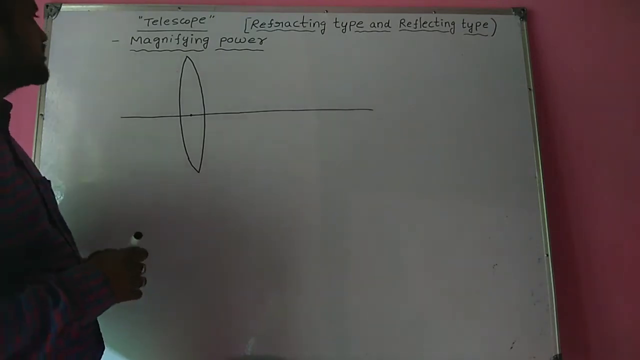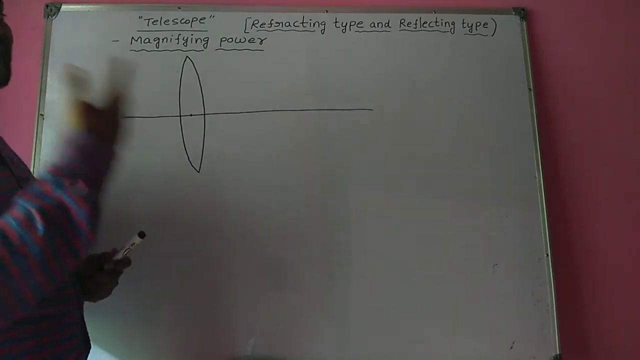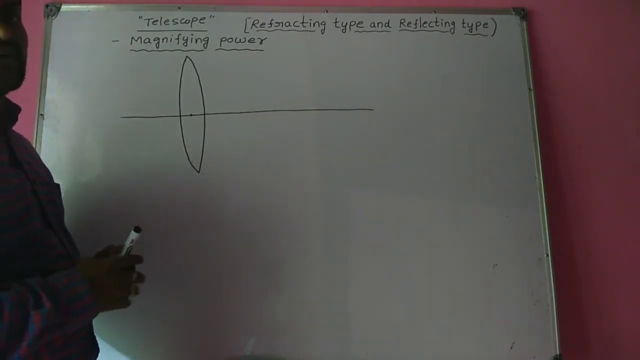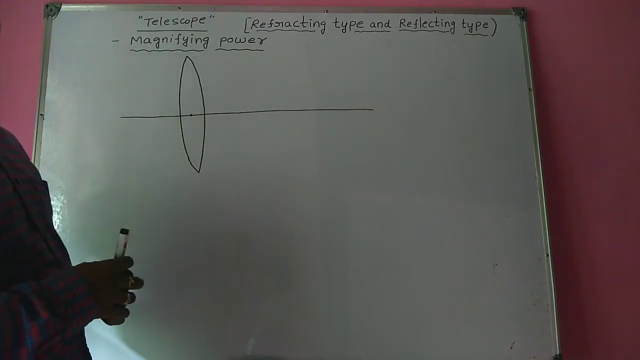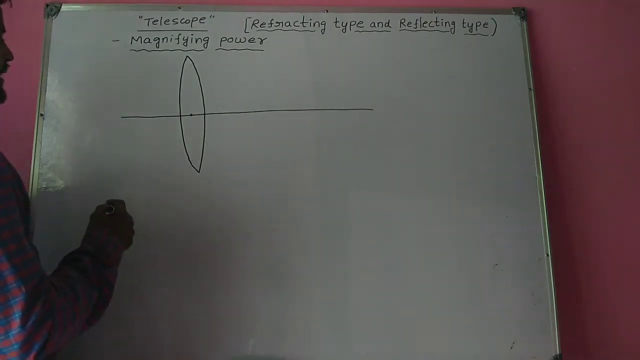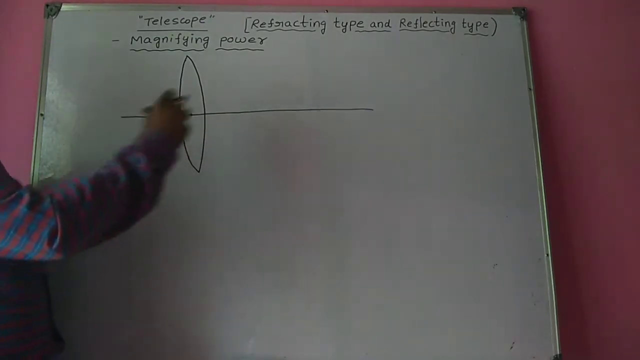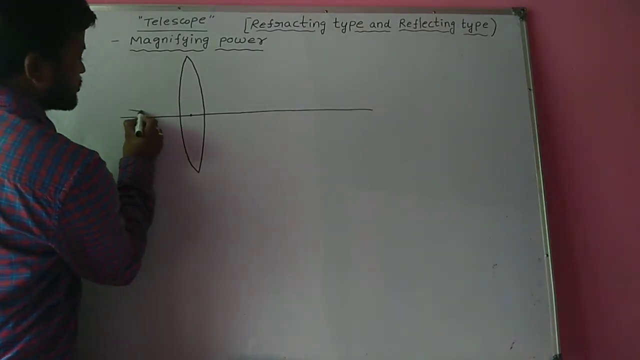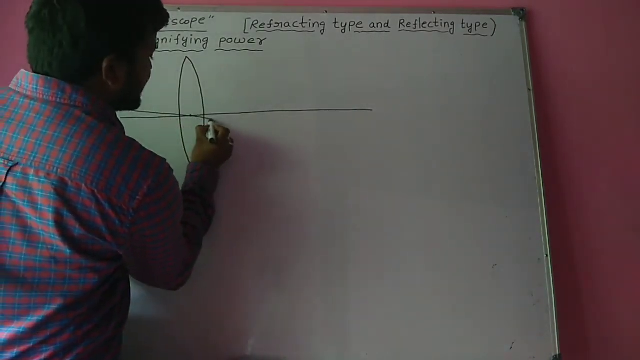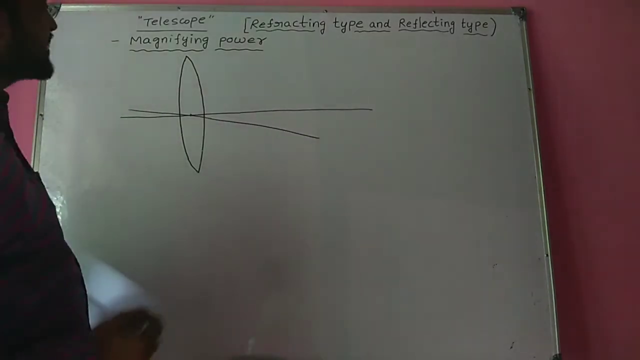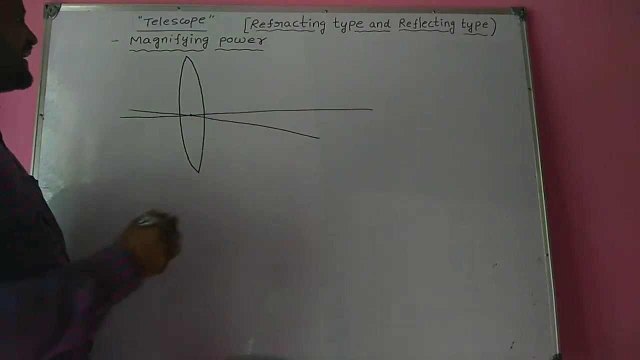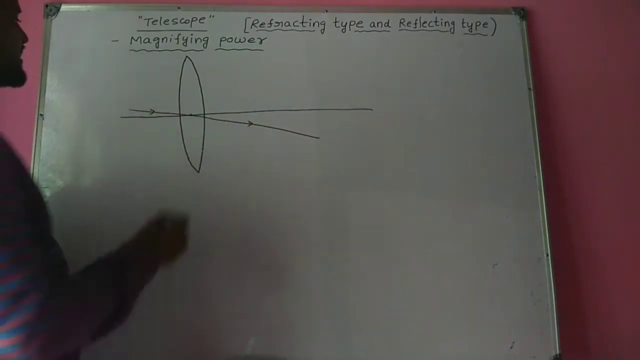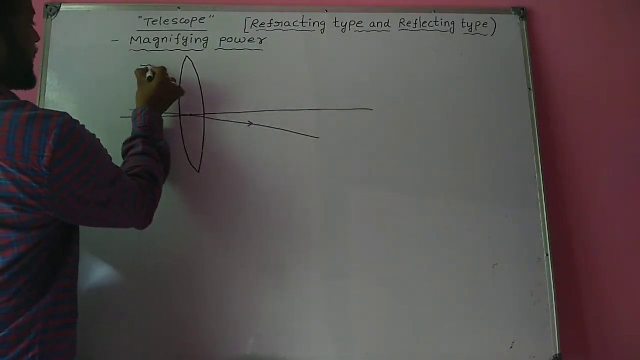Next, by using a telescope, we observe distant objects. The light rays coming from distant objects are generally considered as parallel. Now, a light ray passing through the optic center does not deviate. So let us consider a light ray passing through the optic center. This is the light ray passing through the optic center, it is not deviated, so it passes without any deviation. Next, consider another light ray which is parallel to this.